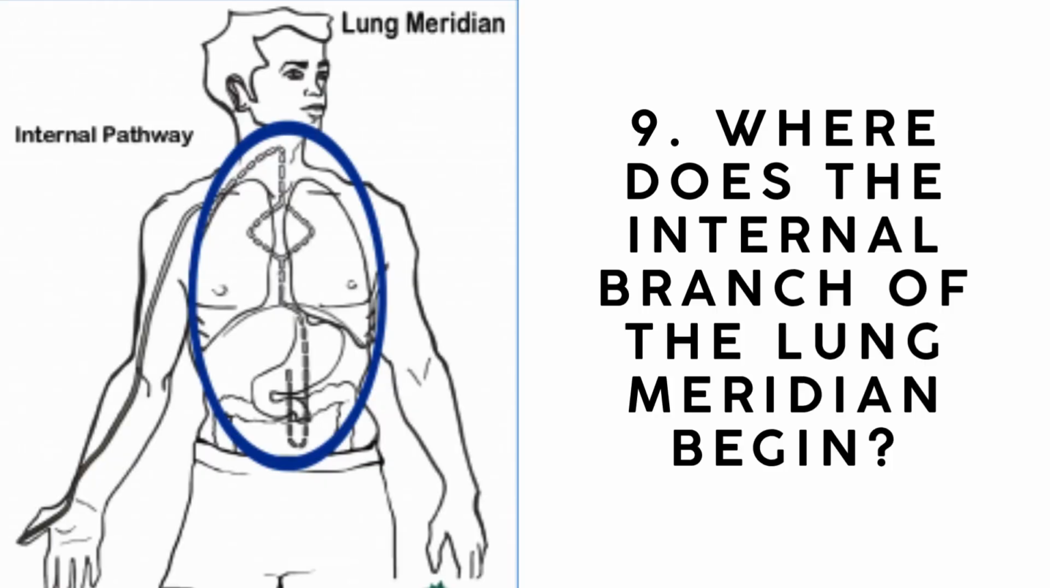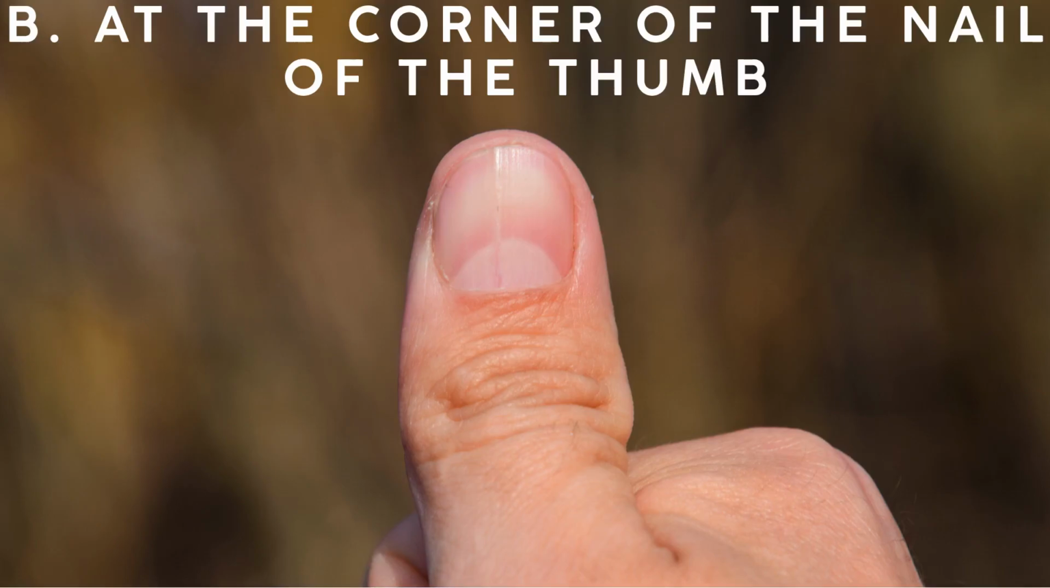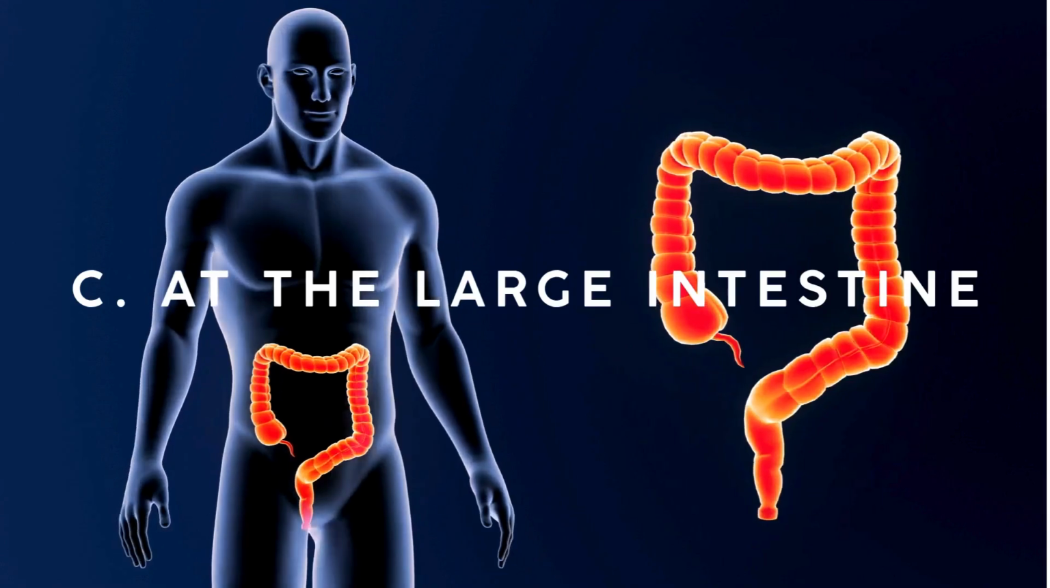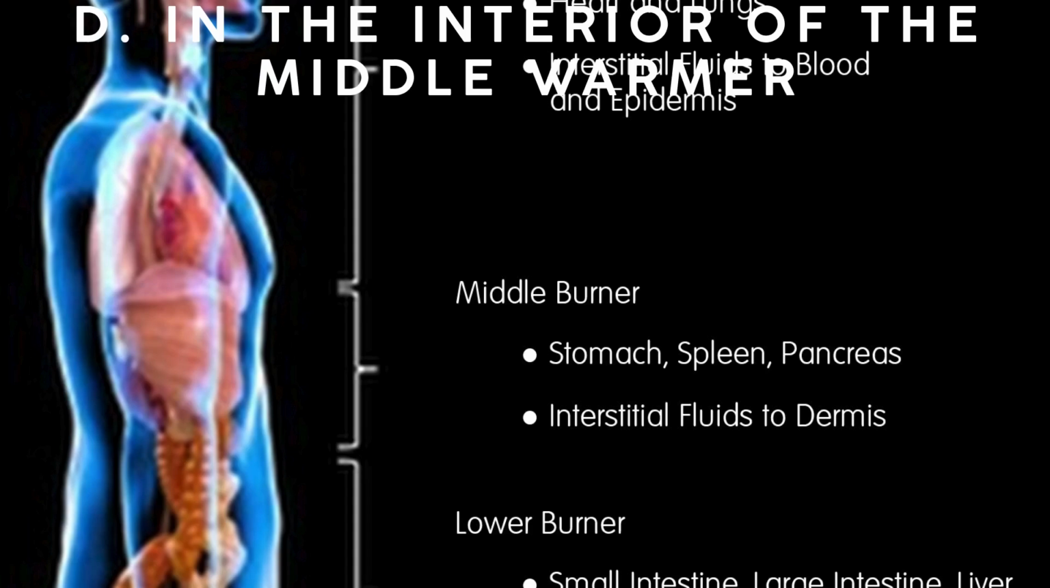Question 9. Where does the internal branch of the lung meridian begin? A. At the ventral aspect of the arm. B. At the corner of the nail of the thumb. C. At the large intestine. D. In the interior of the middle warmer.